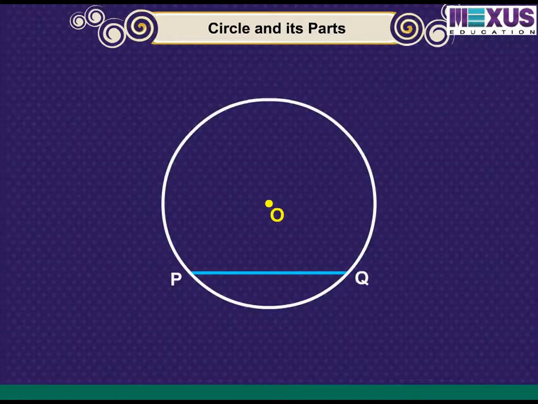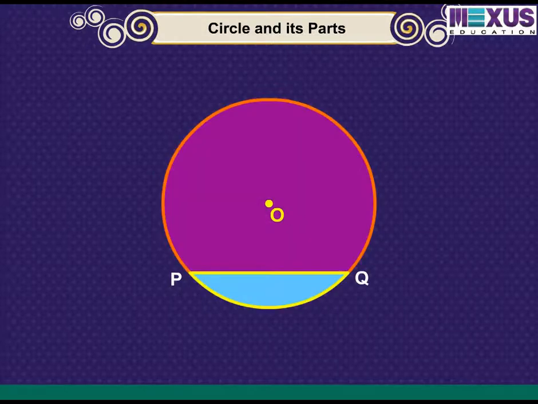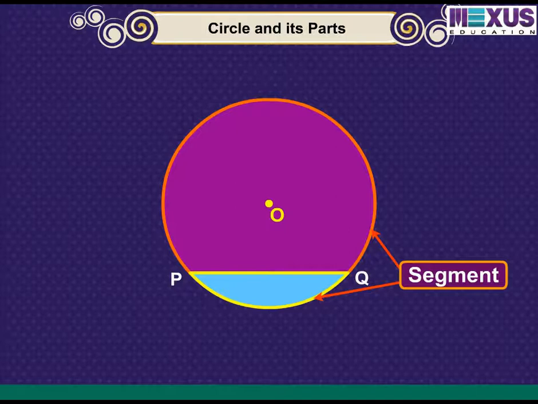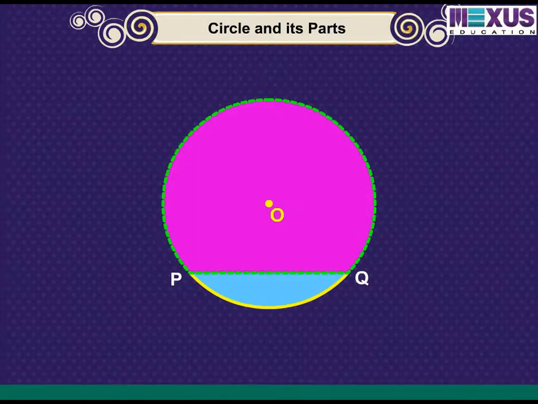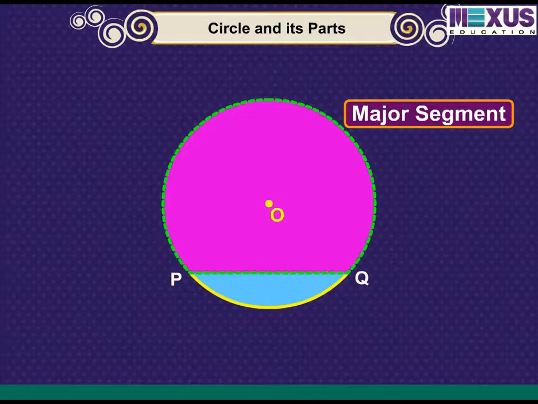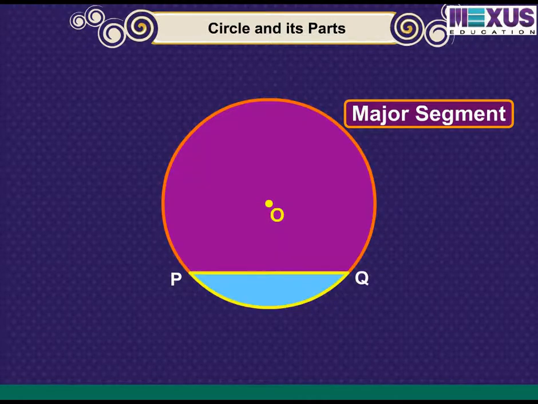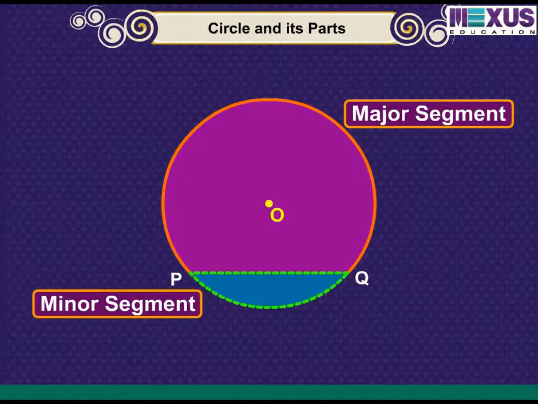The chord of the circle divides the circular region into two parts. Each part is called the segment of the circle. The larger segment, which contains the center of the circle, is called the major segment of the circle. The smaller segment, which does not contain the center, is called the minor segment.